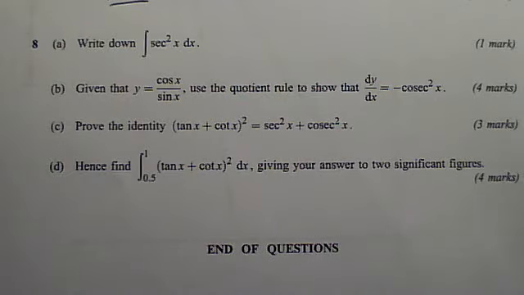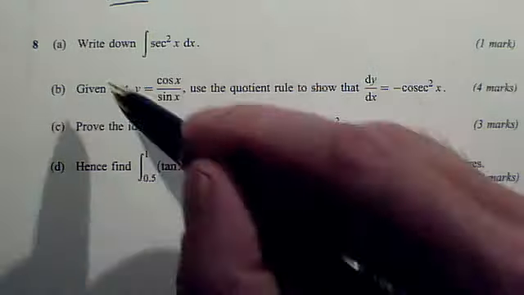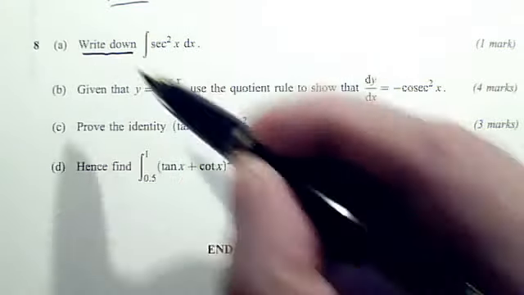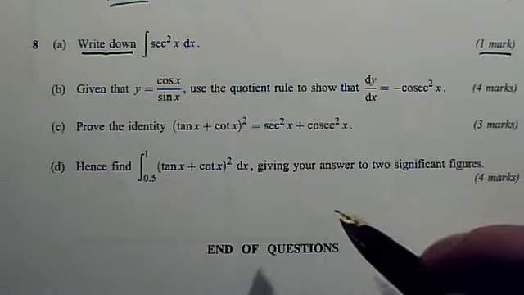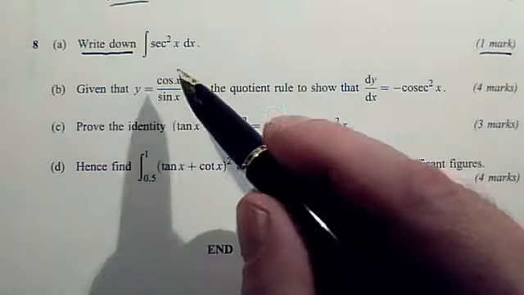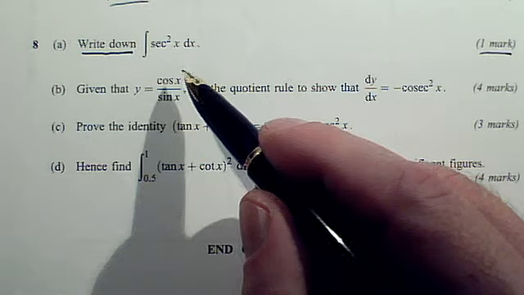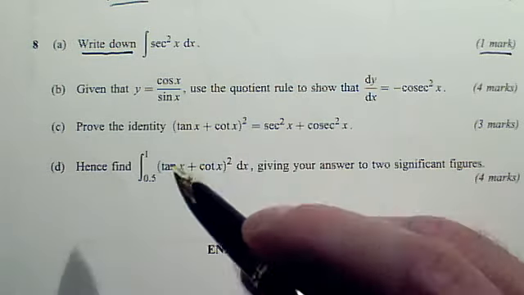Okay, question 8, last question on the paper, starts off with writing down sec squared x for 1 mark. That means it's supposed to be very easy. It's supposed to be something you just know, but if you don't, in an exam situation there is something else you could turn to for help.